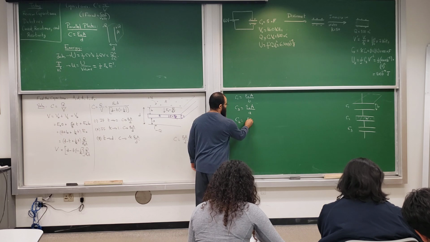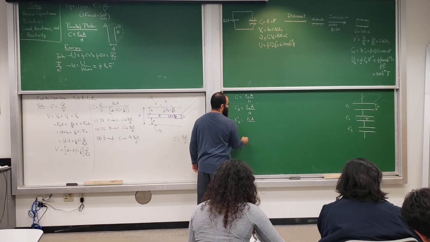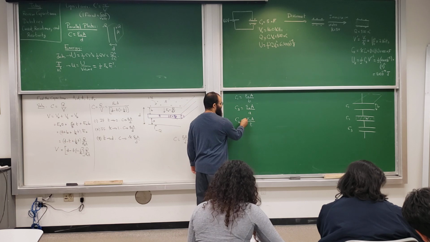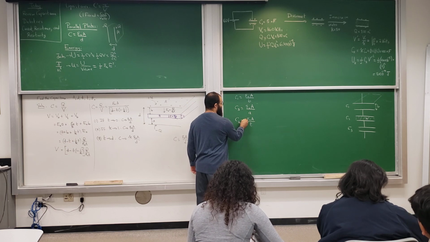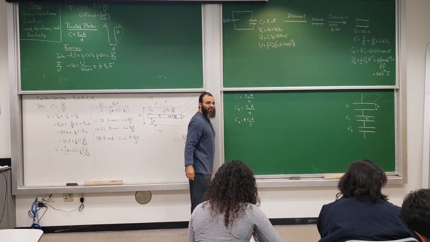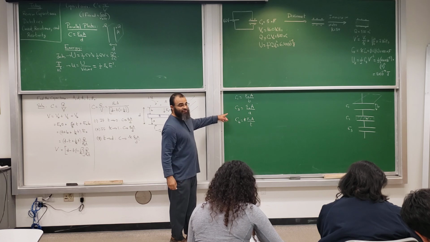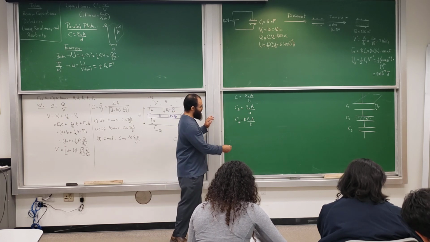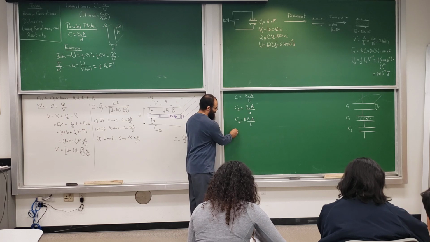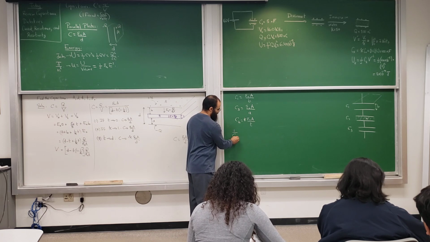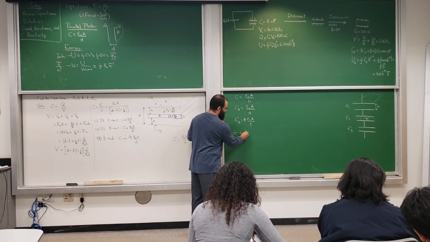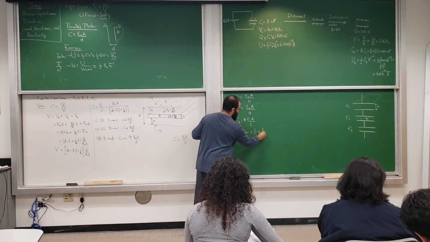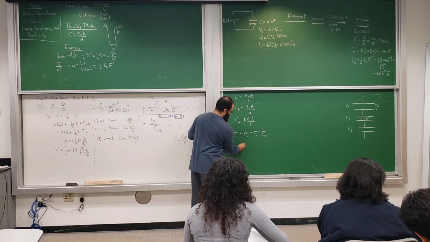It would be epsilon naught times the area over what? What's the distance? T. The thickness is T. But it has a dielectric, so you multiply by kappa, right? That's that. So what's the total capacitance? What's the equivalent? They're in series, so what do I do? 1 over C equals 1 over C1, plus 1 over C2, plus 1 over C3.